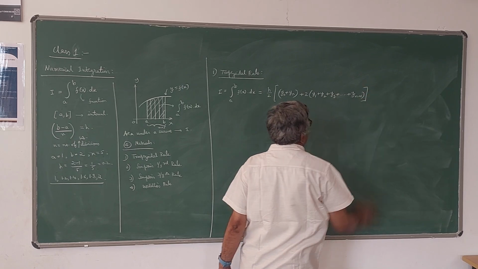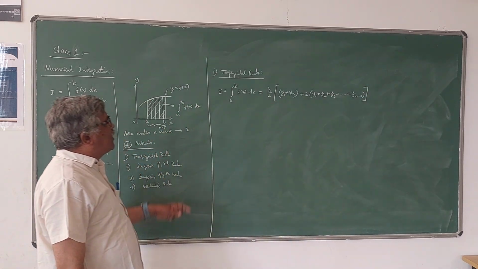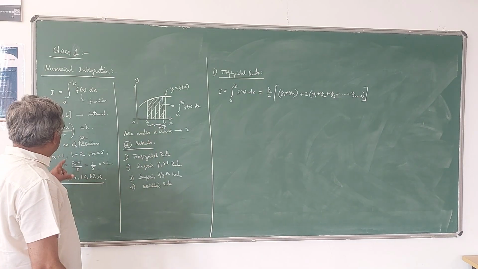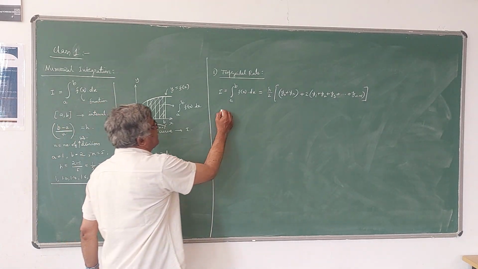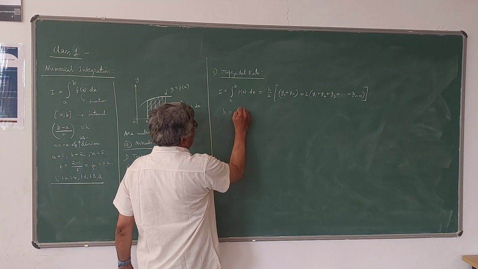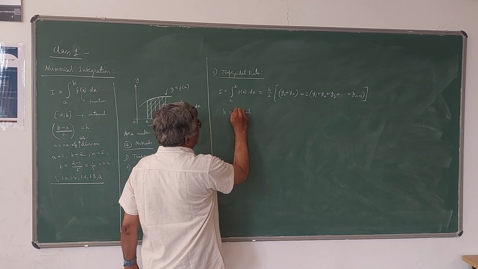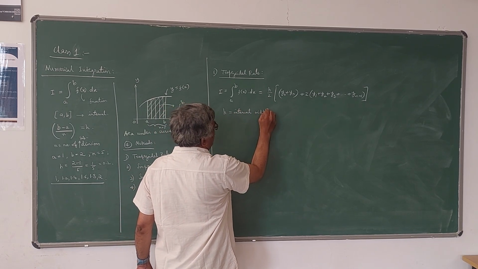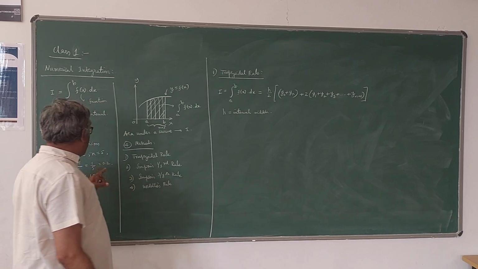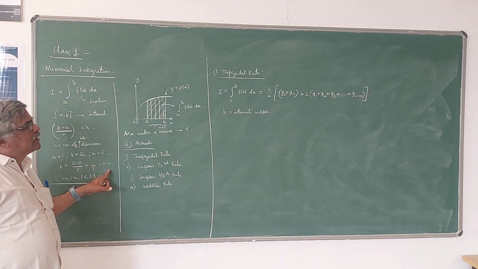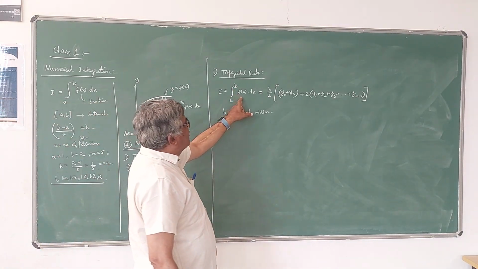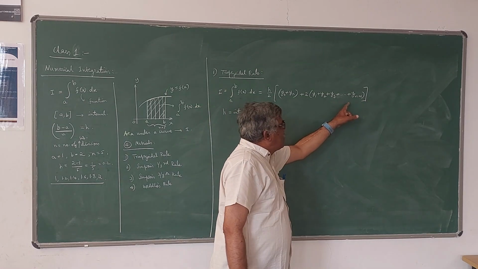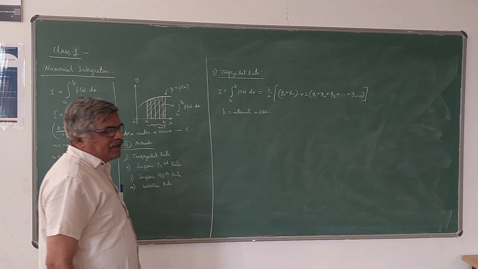So this is the formula. Here, as I already told, h is this interval length, or this is called the width. That is the interval width. In this example, h is 0.2, like that we have to take. So a and b he will give, f of x he will give. This is the formula used to find the integral.